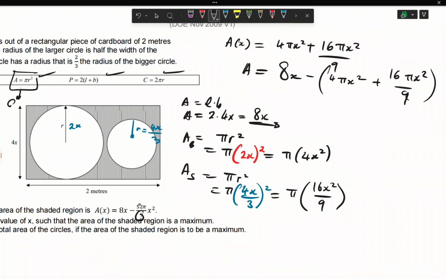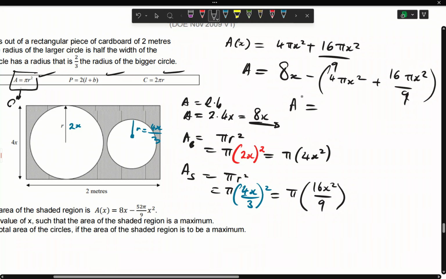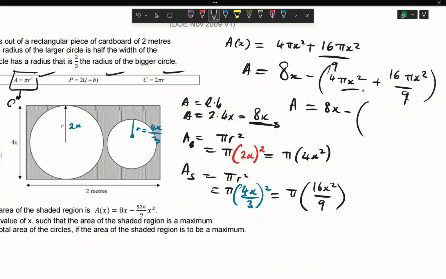You see, you have 9 there, and you have 52. I will show you how they got it. So now for us to have the common denominator, guys, I have to multiply the 4 by 9. So let me see, 4 times 9, that's 36. So I have 36 pi x squared and then plus 16 pi x squared.